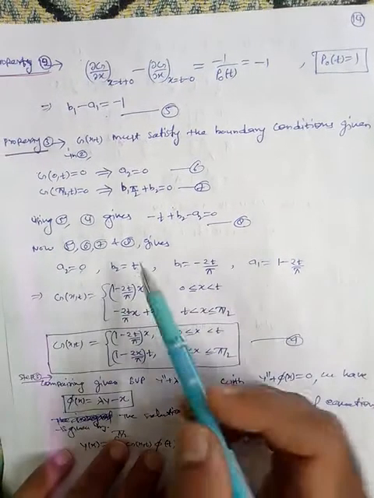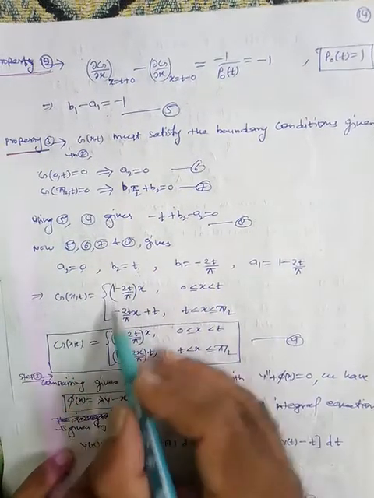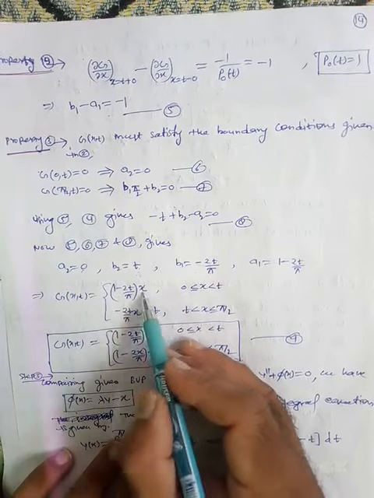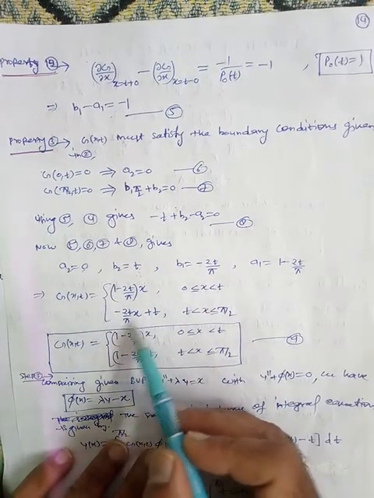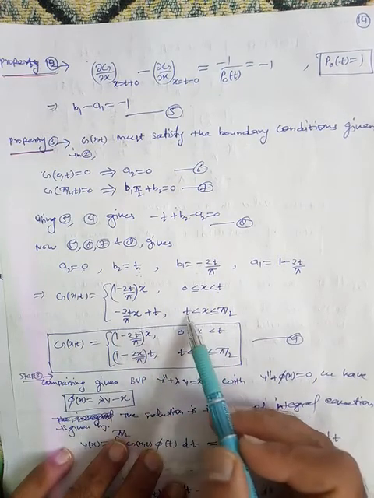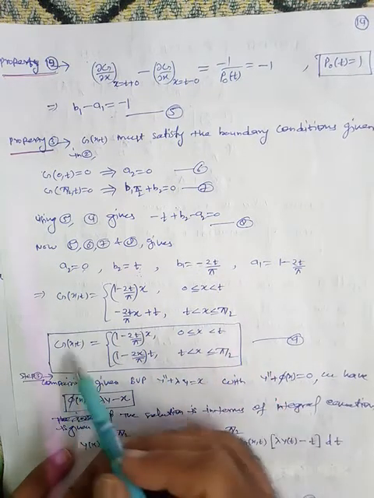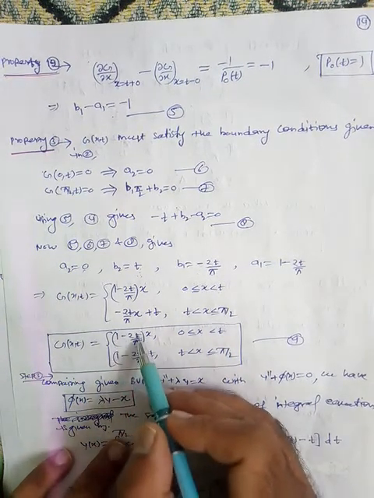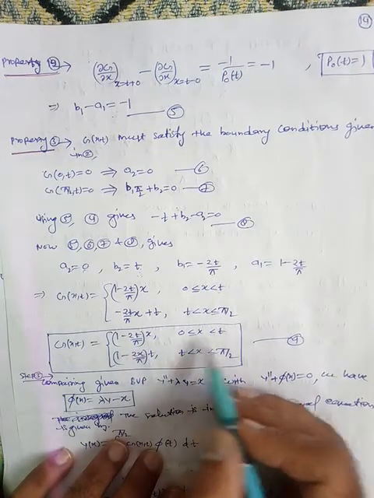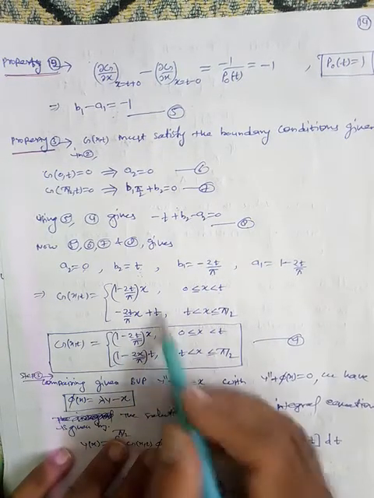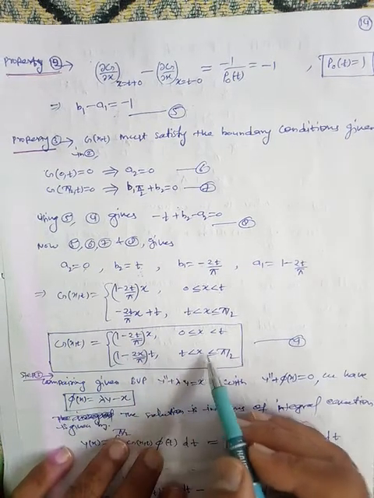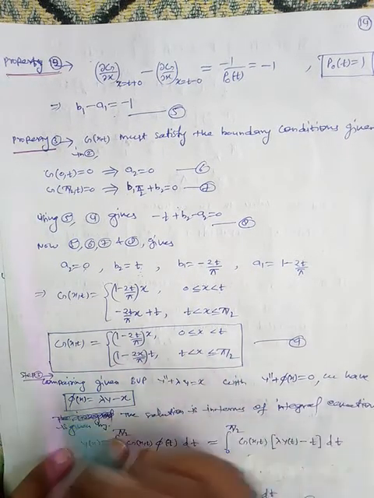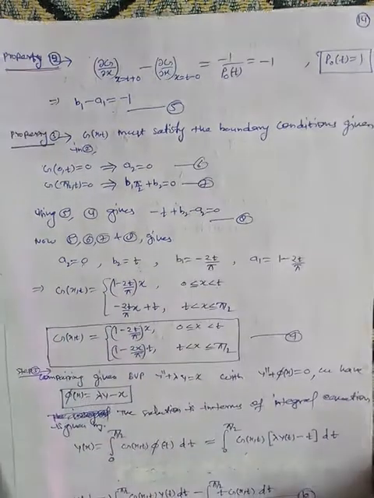Substitute these values in the Green's function. So we get g(x,t) is equal to (1 minus 2t by pi) x, where x varies from 0 to t, and minus 2tx by pi plus t when x varies from t to pi by 2. Ultimately g(x,t) will be (1 minus 2t by pi) x when x varies from 0 to t, and from here you can take t common. So (1 minus 2x by pi) t, x varies from t to pi by 2. So g(x,t) is evaluated.